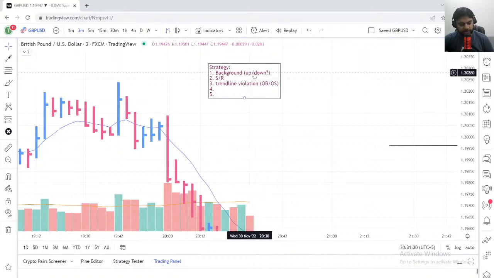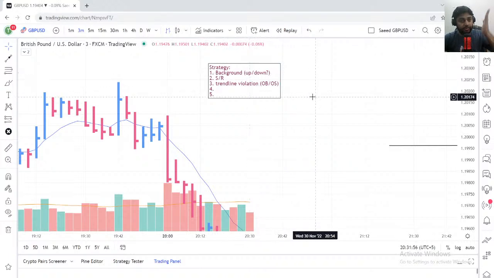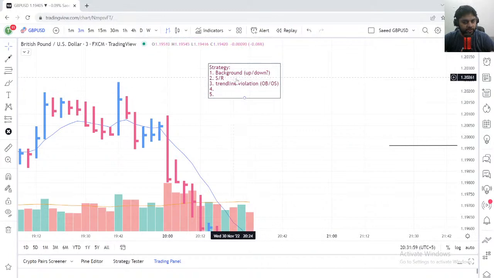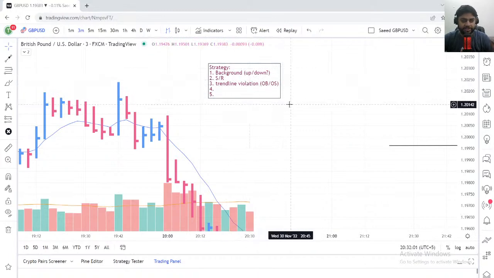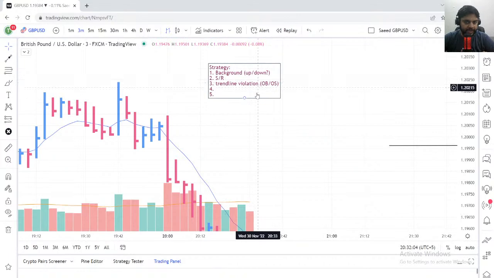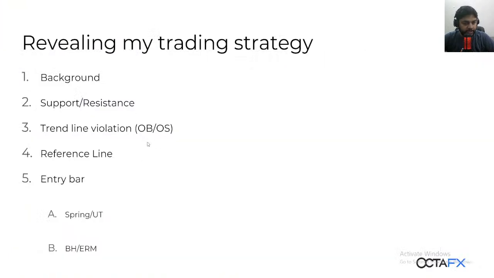Now let's come back to our strategy. Background: it should be either up or down. If the background is down, you should look for a selling opportunity. If it is up, look for a buying opportunity. Very simple, right? And then we have trend line violation. As I explained already, if it is overbought, then you should look for a selling opportunity, because now it will go down. If it's oversold, then you should look for a buying opportunity, because it will go up now. So OB and OS.